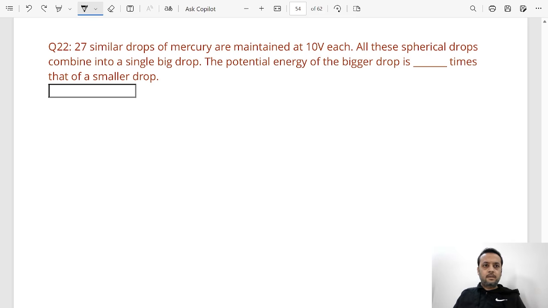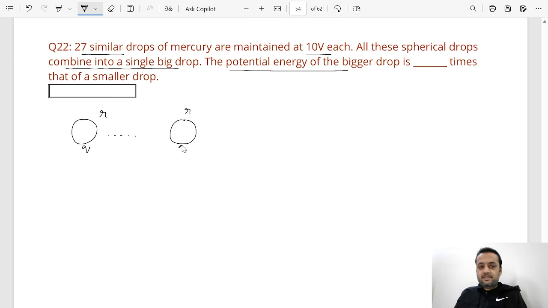All right. In this question, there are 27 similar drops of mercury, each maintained at 10 volt. All these spherical drops combine into a single big drop, and we have to compare the potential energy of the bigger drop to the smaller drop. Let's say this is one of the small drops of mercury, which has radius r. Since it has some potential, it must be having some charge q. We have 27 such drops.